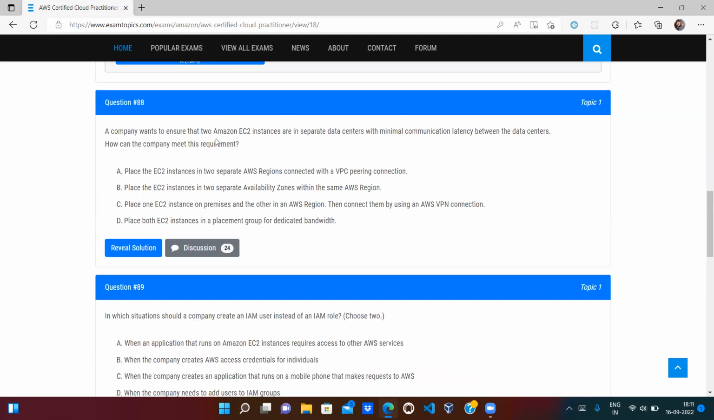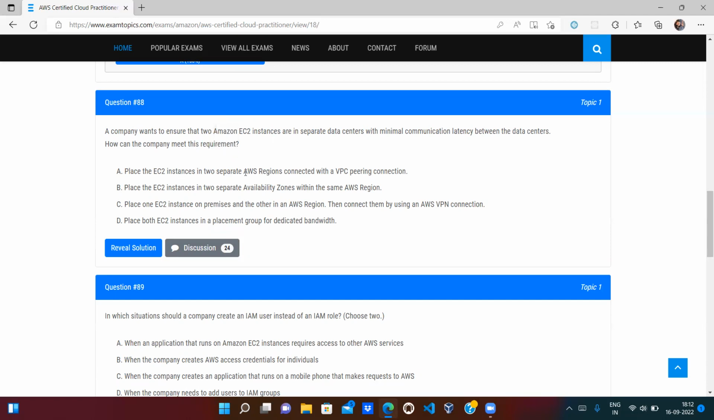A company wants to ensure that two Amazon EC2 instances are in a separate data center. They said the two EC2 instances should be in separate data centers with minimal communication latency. So latency should be very minimal between the data centers, which basically means they can communicate without any interruption, or get the response within a microsecond. How can the company meet this requirement?